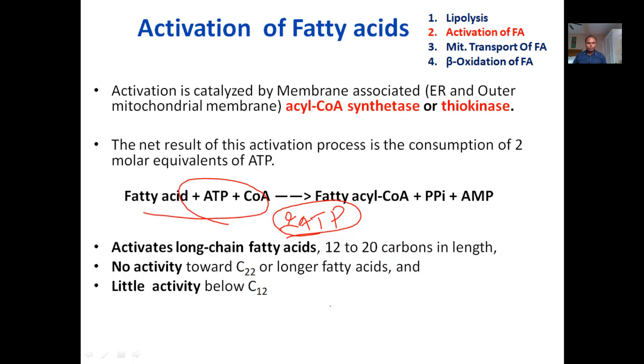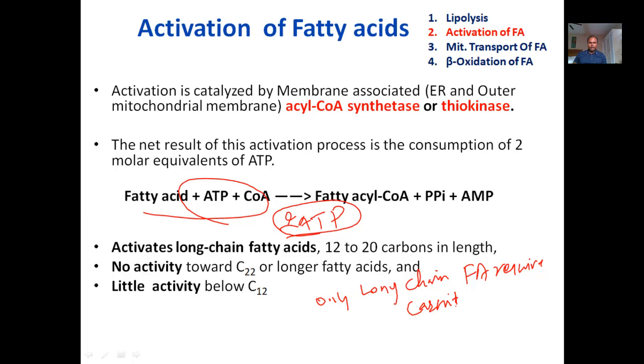Let me differentiate between long chain and short chain fatty acid. Long chain fatty acid always requires carnitine. Only long chain fatty acid requires carnitine.